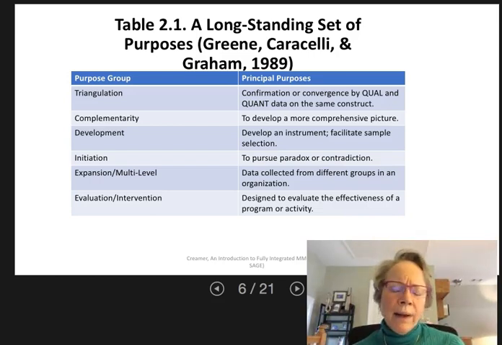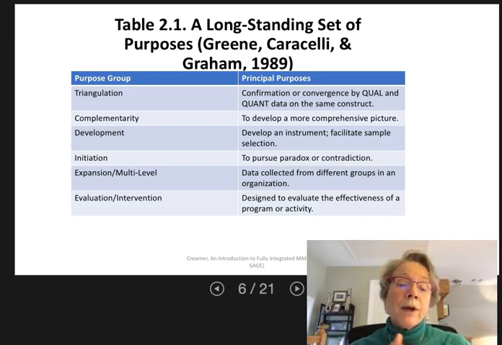Complementarity is a very wide umbrella, unlike triangulation. And really the purpose of a complementarity design, with that extra syllable, not complementary, but complementarity, is to build a more complete or comprehensive picture. That's the classic reason. That could be a theory building study. Usually that means that you've got qualitative and quantitative data about different constructs, sometimes different sources of data.